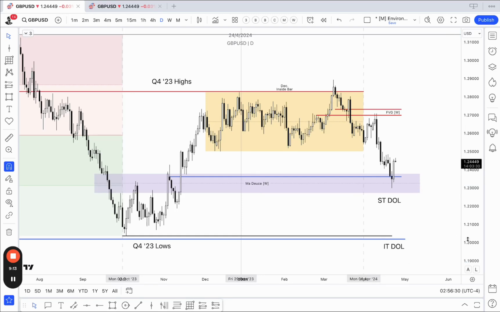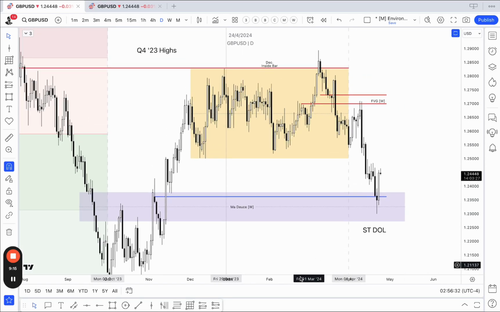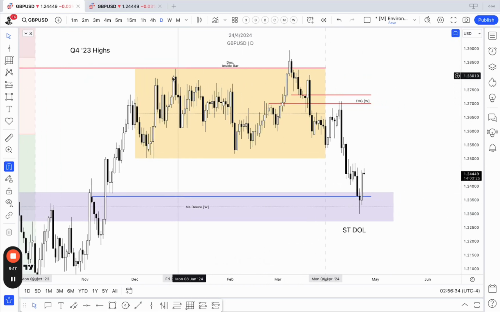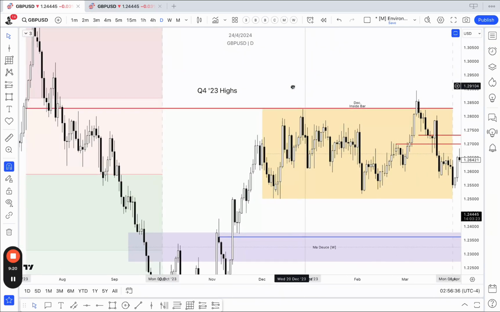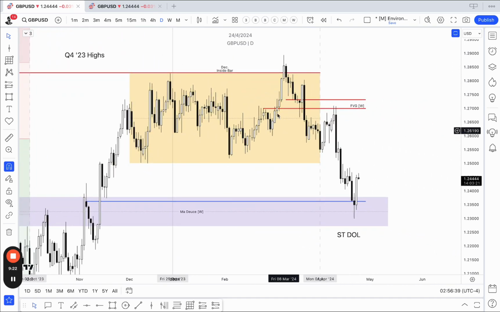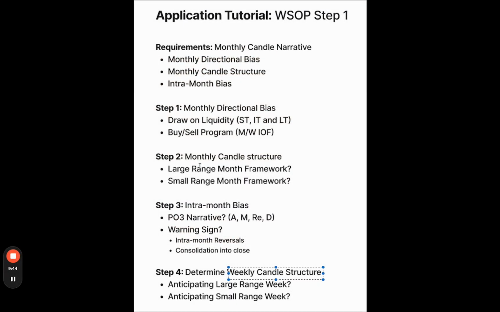So if we look here, after we took out Q4 highs, hit that order block, okay, we broke these down candles, we broke that weekly fair value gap, trading below it, acts as resistance, then we can see how institutional order flow kicks back in. Okay, so once we've got the directional bias portion done, now it's just time to study monthly candle structure.